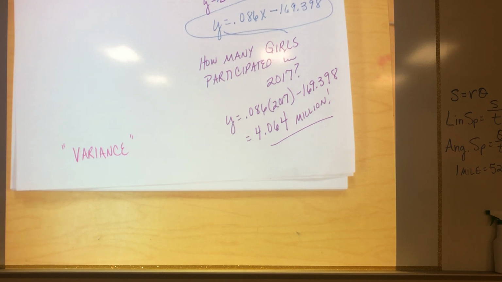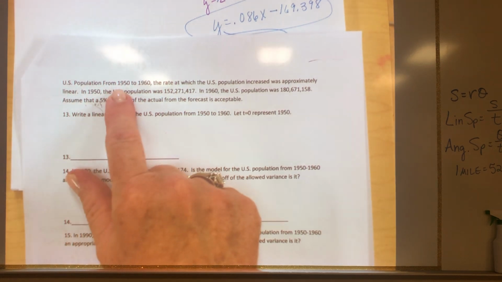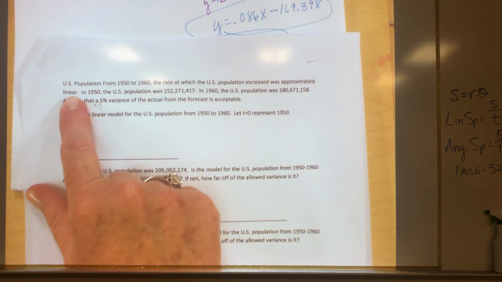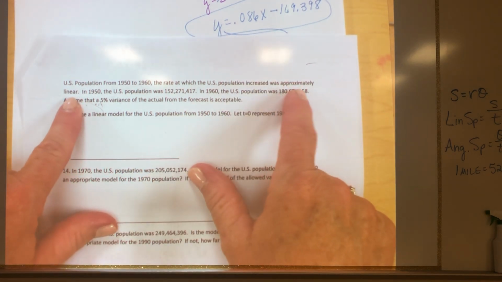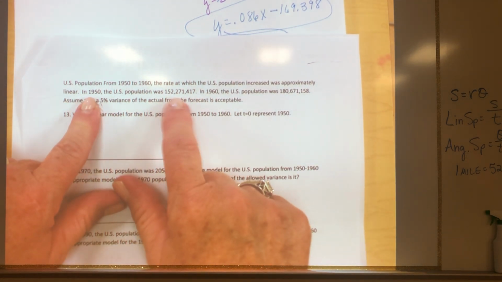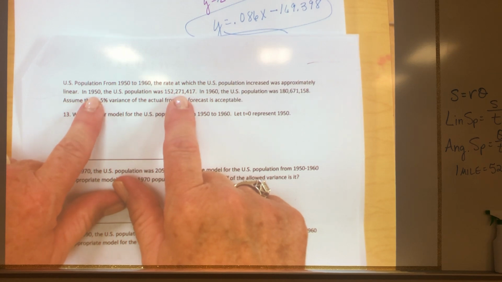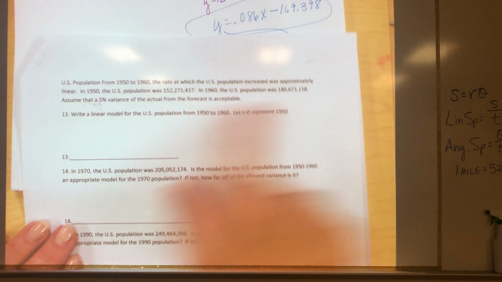So here is the problem that you guys are going to do, all right? So, U.S. population from 1950 to 1960. The rate at which the U.S. population increased was approximately linear. Did it say it was linear? No, it said it was kind of linear, almost linear, approximately linear. In 1950, the population was 152,271,417. What's that? That's a number. What is that? That's a point. That's a point, people. That's my X and my Y. That is a point, okay? In 1960, the U.S. population was blah. That's a point, people.